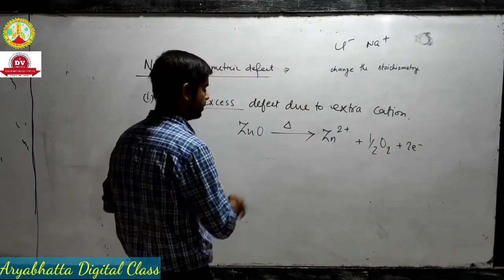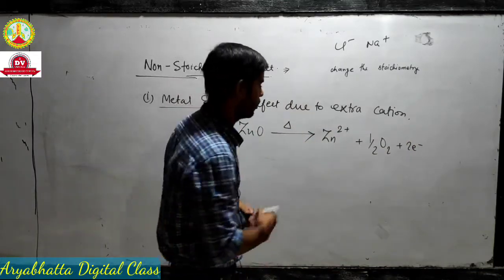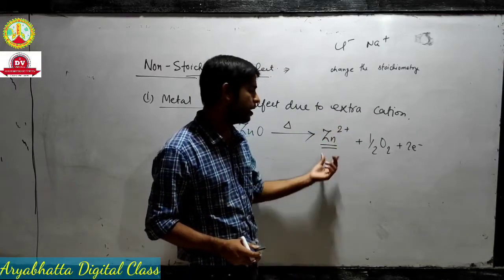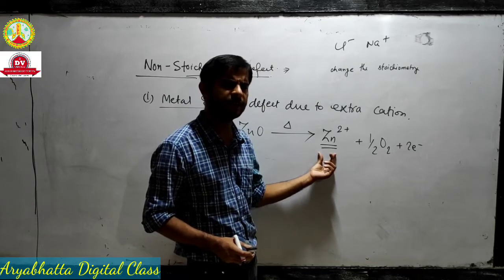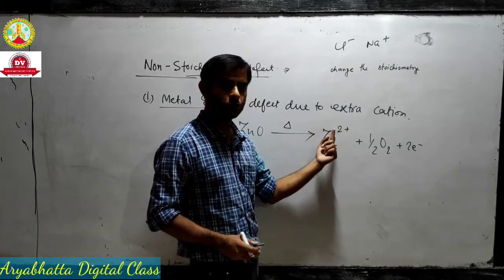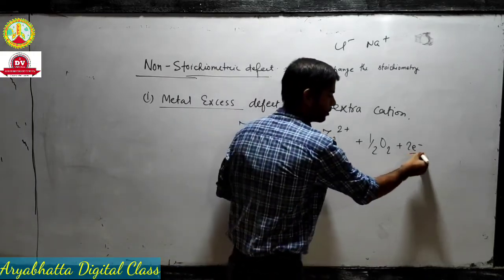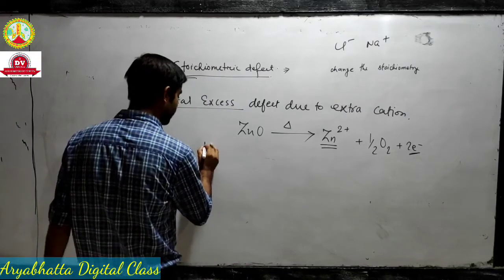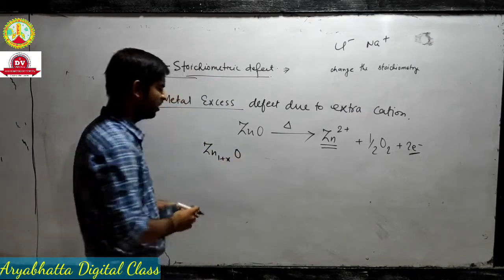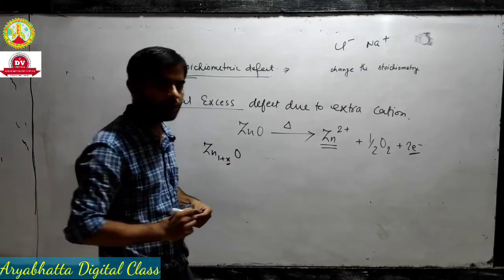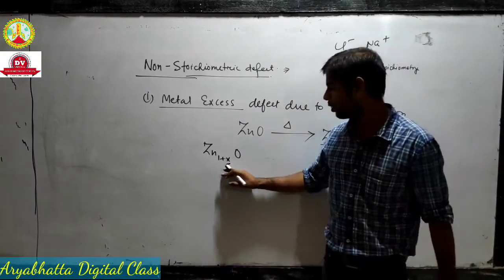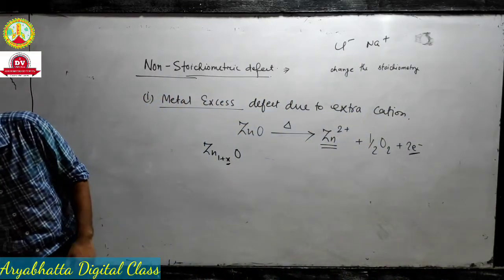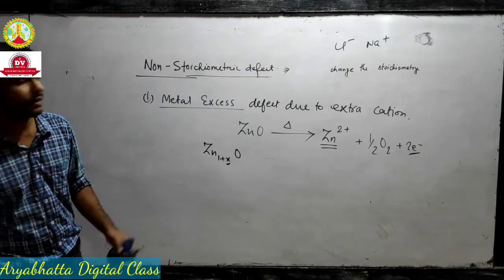That means as soon as we heat the zinc oxide crystal, an extra Zn2+, a zinc cation, has appeared. We don't have to worry about the neutrality, because to balance this Zn2+ we have 2 electrons over here. So the electron neutrality is balanced. But the formula will now change. This x represents any number. The formula will no longer be ZnO. It's Zn(1+x)O. So the formula of the compound has changed due to heating. This is called metal excess defect due to presence of extra cation.